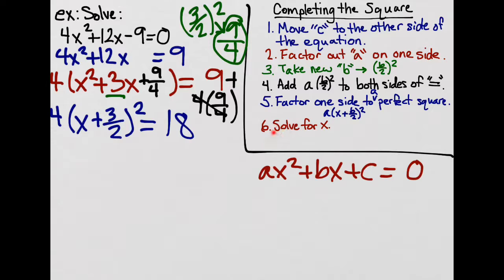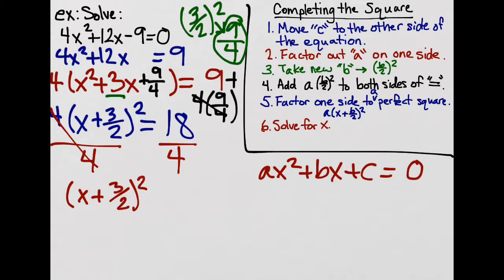Okay, so then we are just going to solve for x. So we're going to use our algebra skills that we've learned so far to try to get x by itself. So the first thing I might do is divide both sides by that 4, so that we have just a parenthesis on one side. So the 4's will cancel on the left. We have x plus 3/2 squared on that side equals, let's see, 18/4 reduces to 9/2.